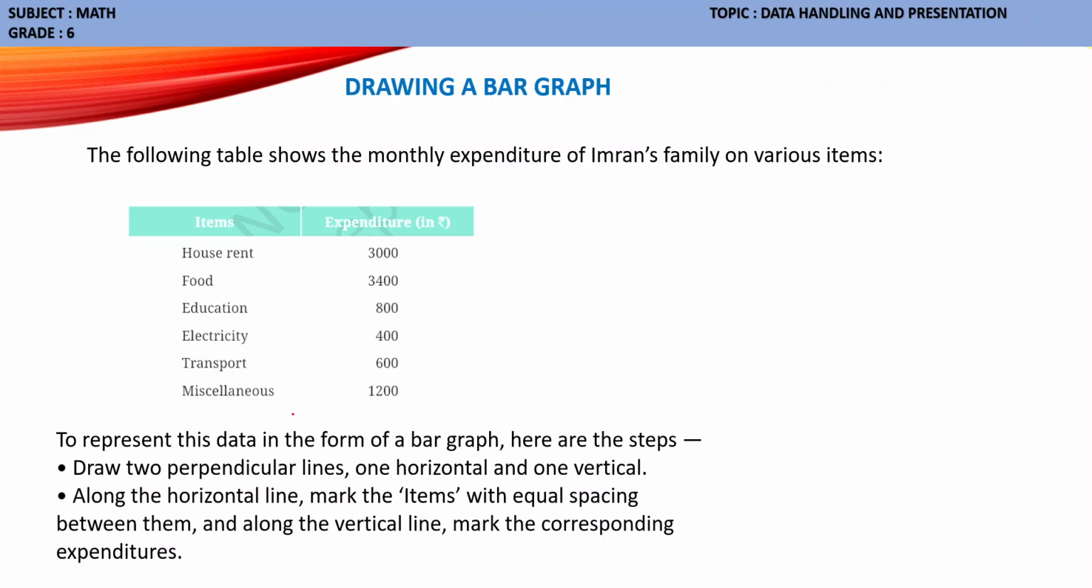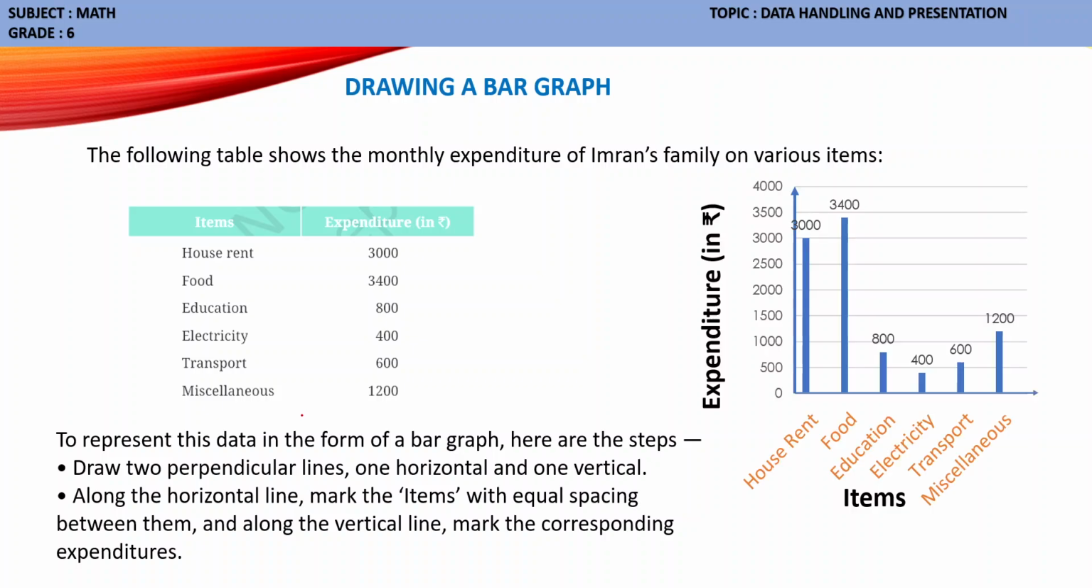To represent this in the bar graph, first we have to draw one horizontal and one vertical line, that is the x-axis and y-axis. Here we are representing the items on the x-axis. What are the items here? House rent, food, education, electricity, transport, miscellaneous.